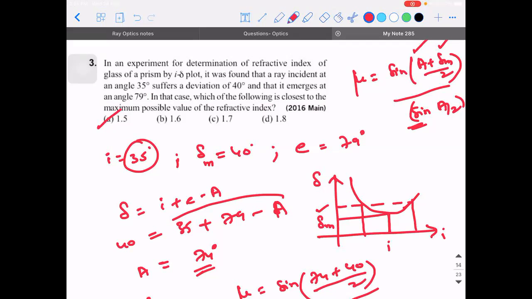Actually, in this problem, I find some more ambiguity. At the angle of minimum deviation, if there is incidence at an angle, the angle of incidence should have been equal to the angle of emergence. Then how did we conclude that this is the angle of minimum deviation?